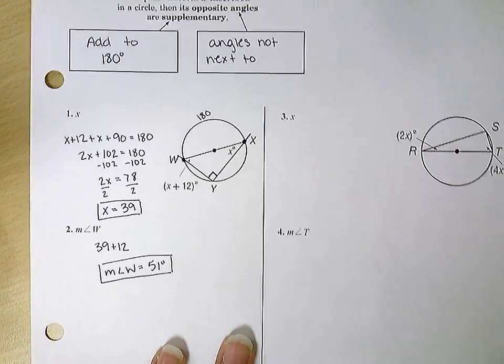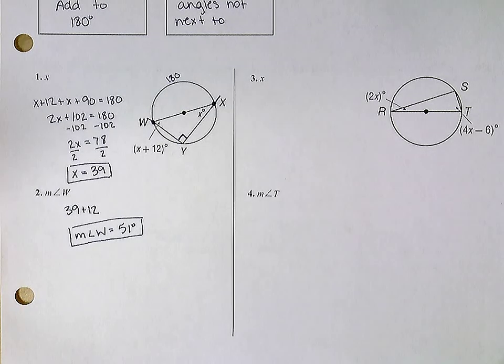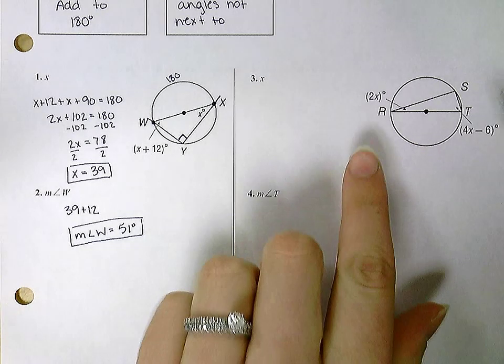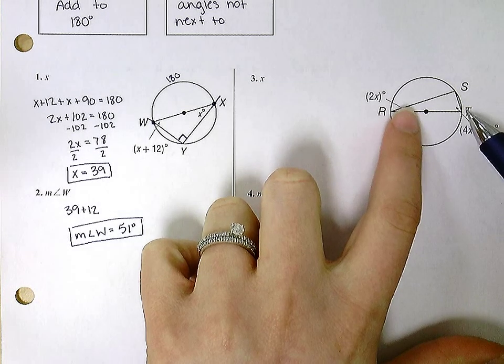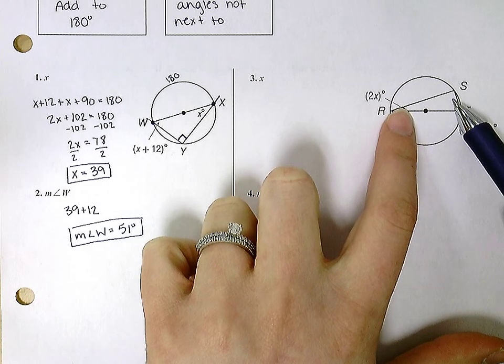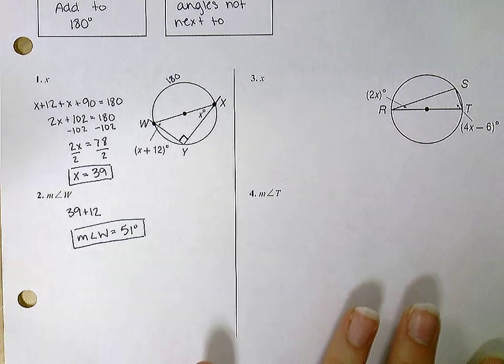All right, so looking at 3 and 4. So number 3, you had to solve for X just like we had to do in number 1. So first thing I see when I look at this picture is that I have a triangle inside a circle. And I know all 3 angles of my triangle have to add to 180. So that means I want to find what angle S is.